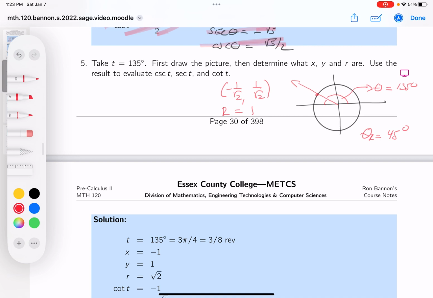It says, use the results to evaluate the cosecant, the secant, the cotangent. Well, let me just write this down first. The sine of t, well, that's going to be 1 over root 2. That's pretty simple. What does that mean? The cosecant of t is just simply root 2. Let's put down the cosine of t. Well, that's pretty simple. It's minus 1 over root 2. So that means the secant of t is minus root 2. Whoops, sorry about that.